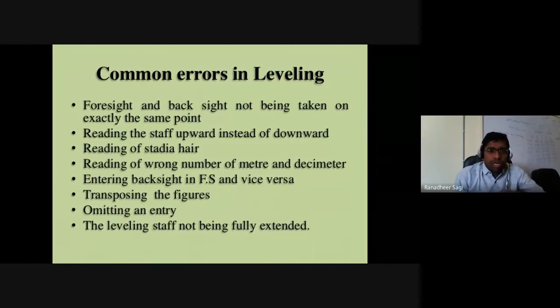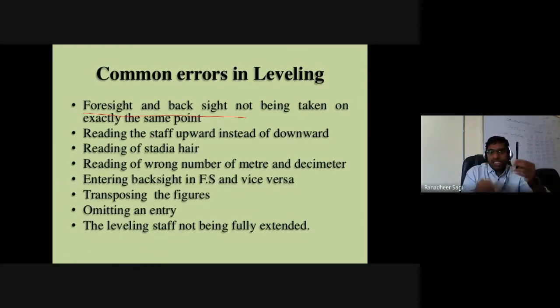Some of those common errors are the foresight and backsight not being taken on exactly the same point. Whenever you shift the instrument station, we are required to be very careful that, with respect to whichever point the instrument is being shifted from one place to the other, you have the foresight data at that point and the backsight data at that point. If you miss any of that data, there is no meaning in calculating the RL values with that improper data.